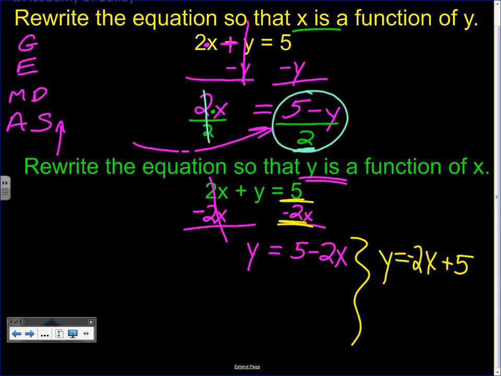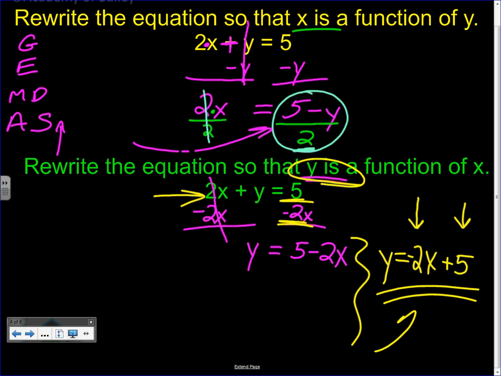And this right here is slope-intercept form. I don't expect you to know that because we haven't covered it yet, but in the future I will. We know that this is the slope, negative 2. Negative 2 over 1 is the slope, and 5 is the y-intercept. And so this is why it's going to be helpful to be able to manipulate these equations so that y is a function of x. So from standard form, 2x plus y equals 5, you can graph it using slope-intercept form.